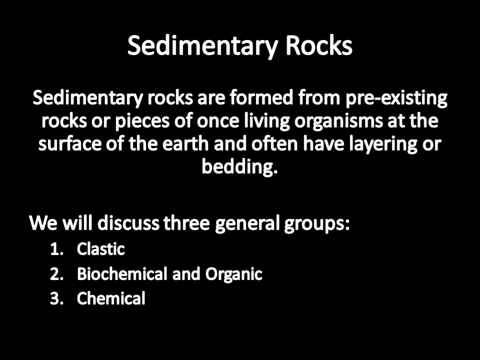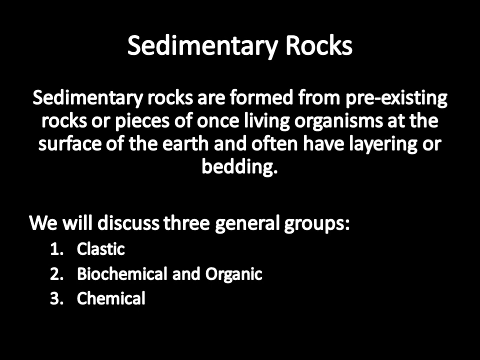Sedimentary rocks are rocks that have formed at the surface of the earth from pre-existing rocks or from pieces of organisms that once lived. They often exhibit distinct layering or bedding. The material can be carried by water or wind, dissolved in the water, or accumulated in place as organisms break down or die and decay.